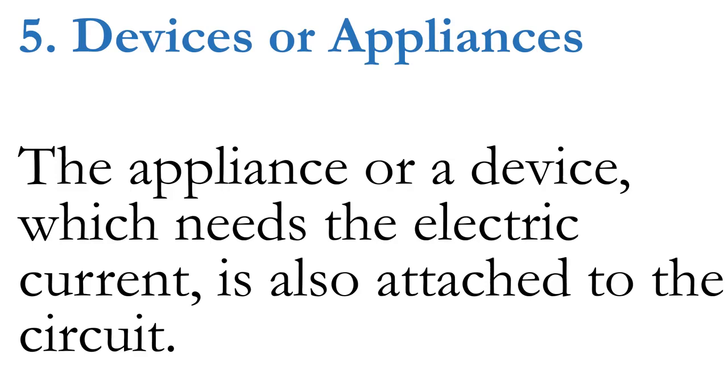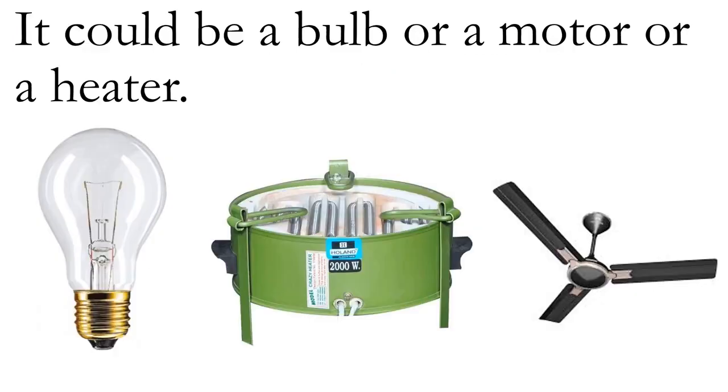Component 5, devices or appliances. The appliance or a device which needs the electric current is also attached to the circuit. It could be a bulb or a motor or a heater. In the diagrams below, you can see some of the common household appliances.